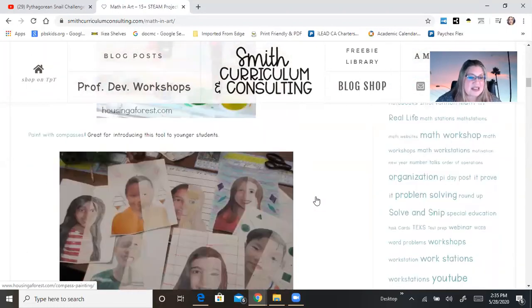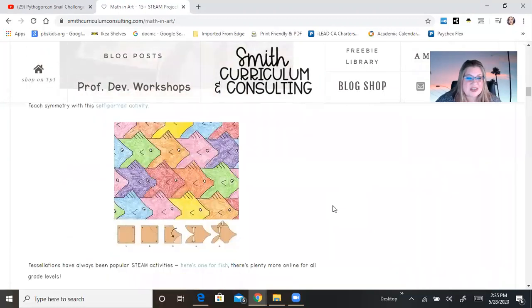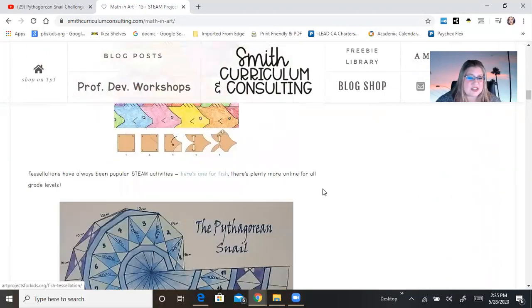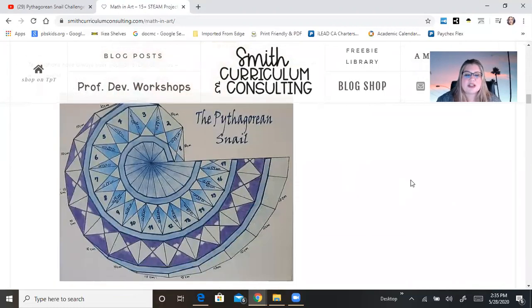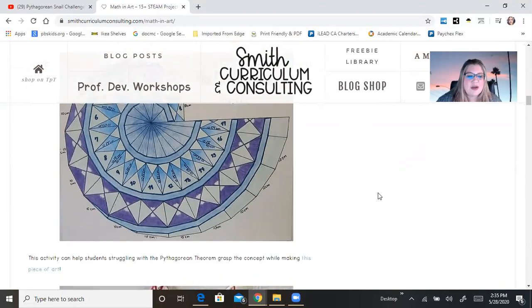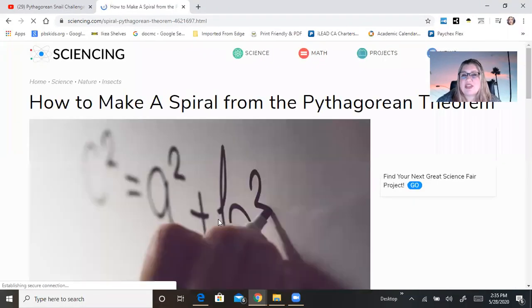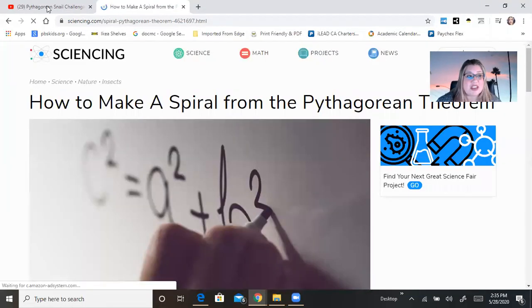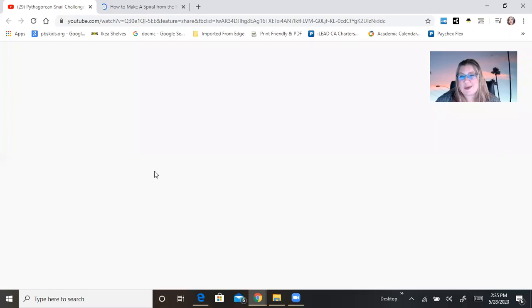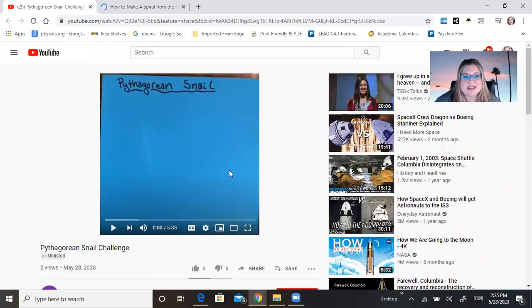There's compass painting, there's symmetry activities with self-portraits, tessellations are always fun. But the one I'm going to do today right now is called the Pythagorean Snail, and it plays a little bit with the Pythagorean theorem. Now, you could click on here and it'll give you different instructions on how to do it, but I thought it would be easier to just make a video to show you, to allow me to talk you through it while doing it.